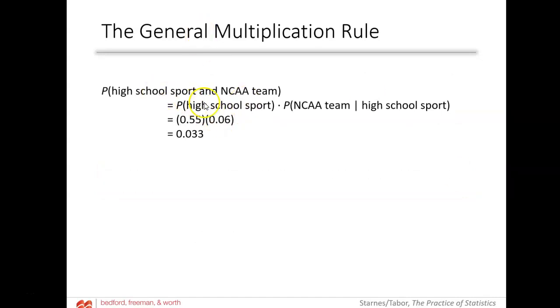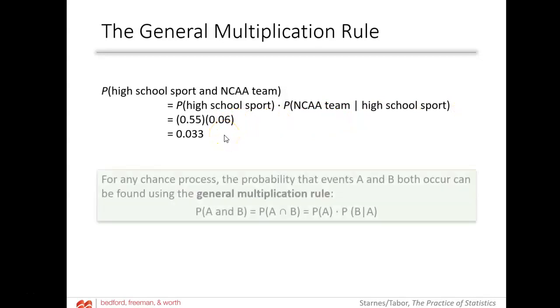Now, look what happened here. They multiplied the probability of them playing a high school sport by the probability that they are going on to the NCAA team given that they were in a high school sport. Okay? That's what allowed them to multiply those together.